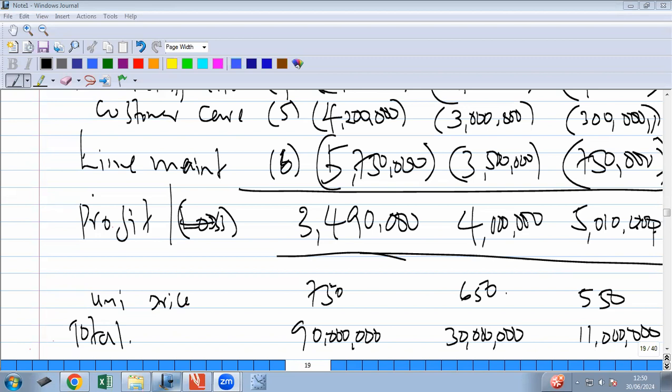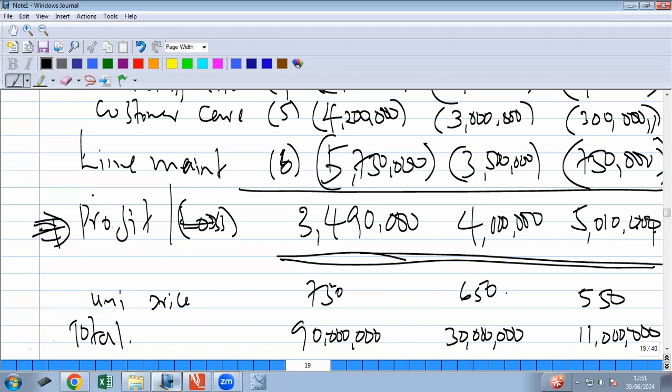Okay, we have reached here. We have computed our profit. And now we want to advise which customer is more profitable. From these figures, we have analyzed and concluded that the industrial customer is more profitable than the rest. So we are advising the entity that the most profitable customer is industrial with 5 million, followed by commercial with 4 million, and the least profitable customer is domestic with 3.49, right?